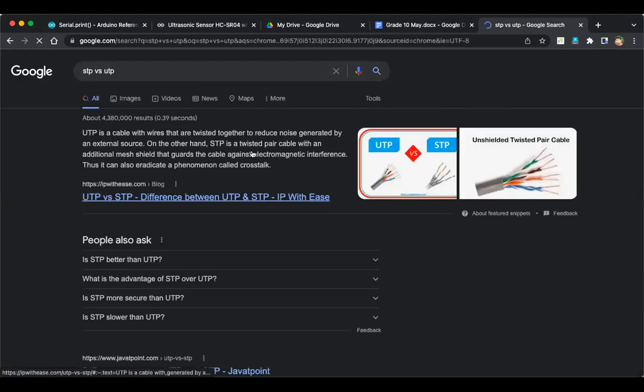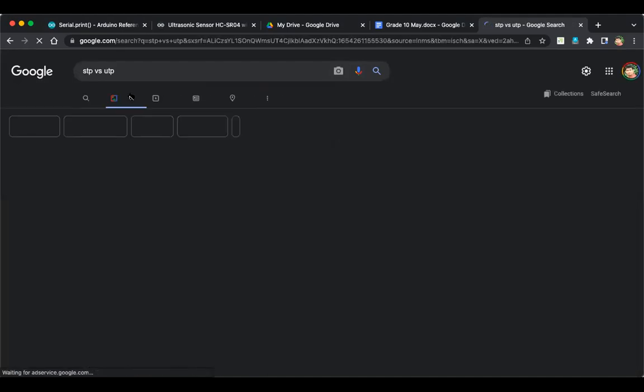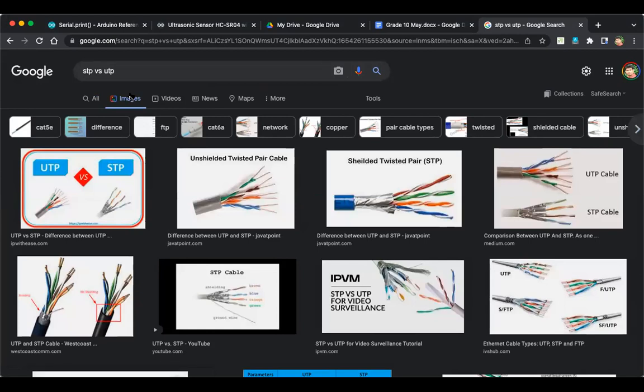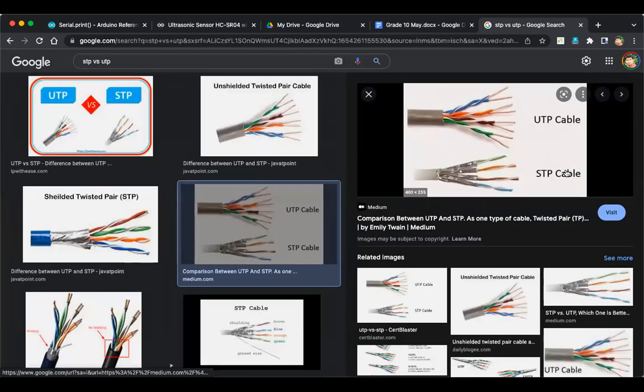Right, this one is correct. It clearly shows the STP and UTP difference. This image is not a very good one, but this image clearly shows the actual STP UTP status.